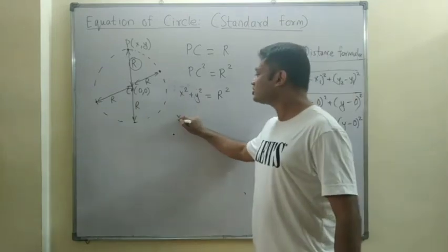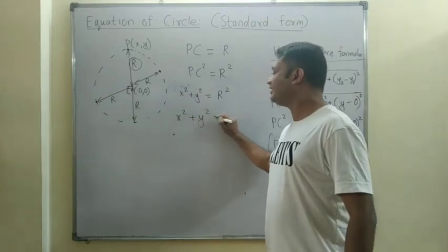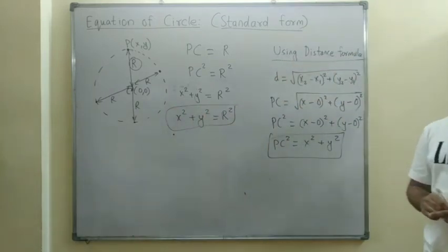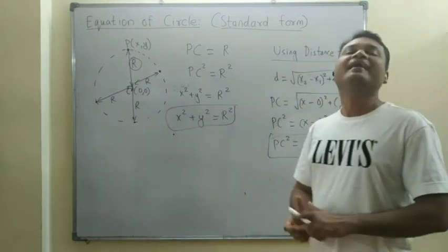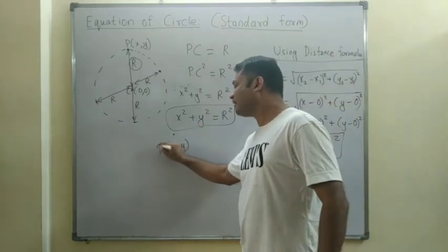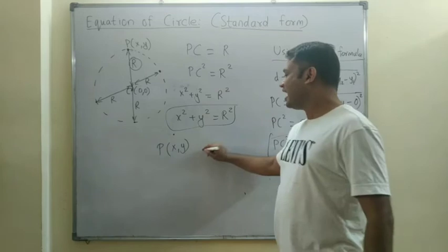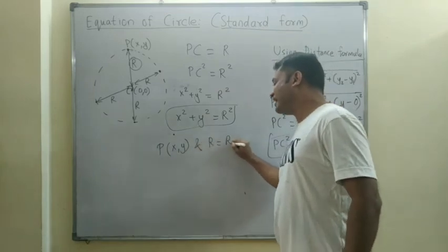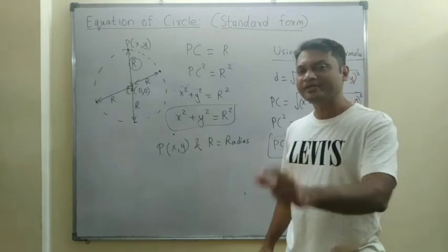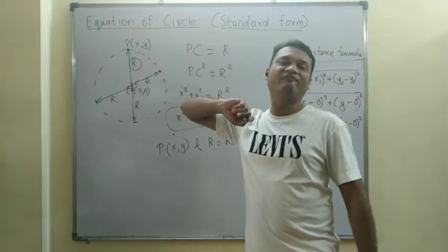So we have PC square is x square plus y square, which is nothing but r square. So our equation of circle in standard form comes out to be x square plus y square is equal to r square. Here x, y is any general point on the circle and r is the radius of the circle. So this is how we have the equation of circle in standard form.